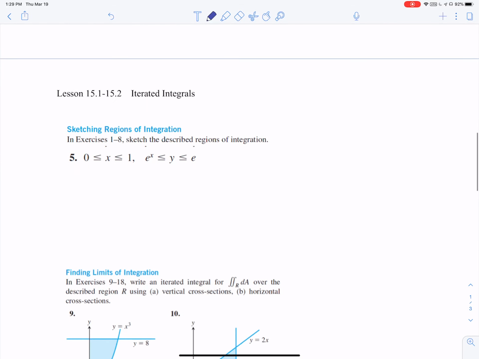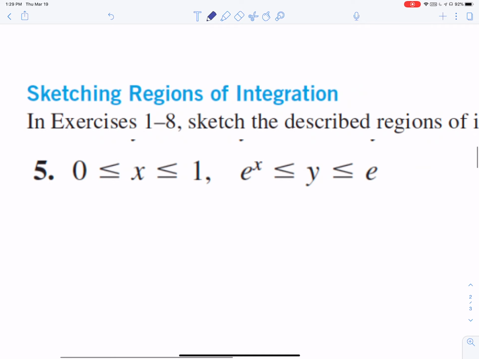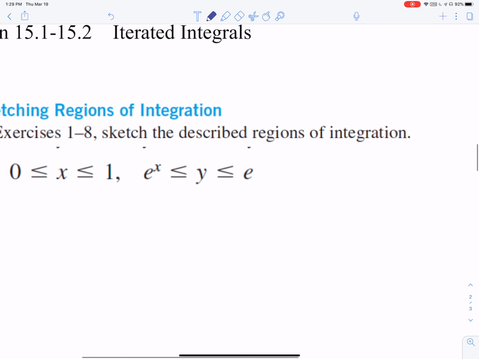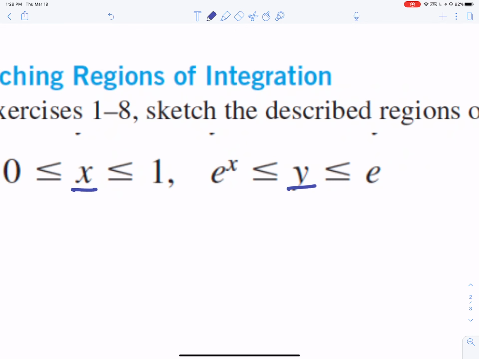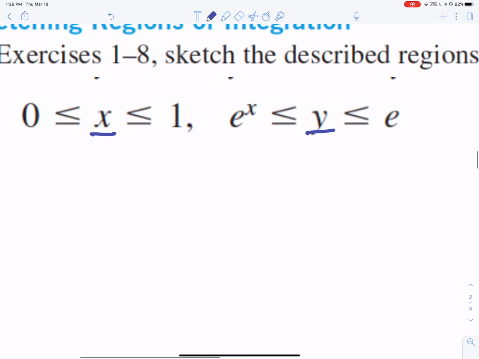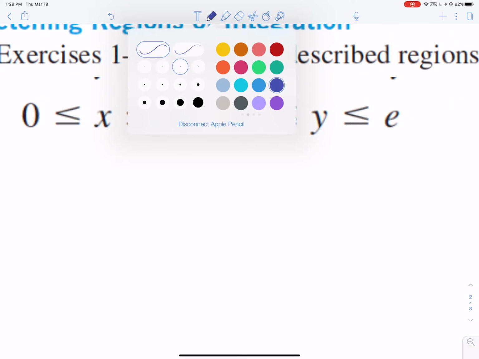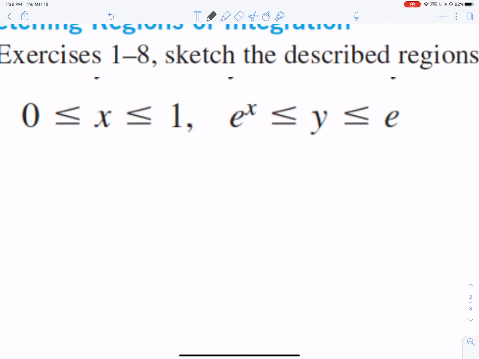So let's look at this problem again. It's saying, sketch the described region of integration where the x variables go from 0 to 1 and the y variables go from e to the x to e. So this is interesting. Because we have double integration, some of our bounds can be functions of other variables, and that looks really scary, but you'll see that we can sketch it relatively easily. So let's get some axes set up.